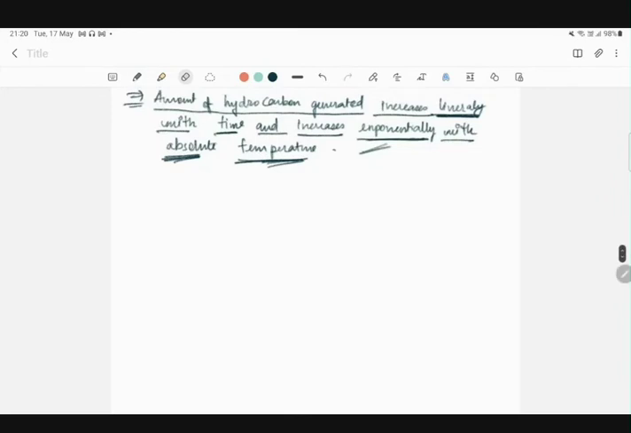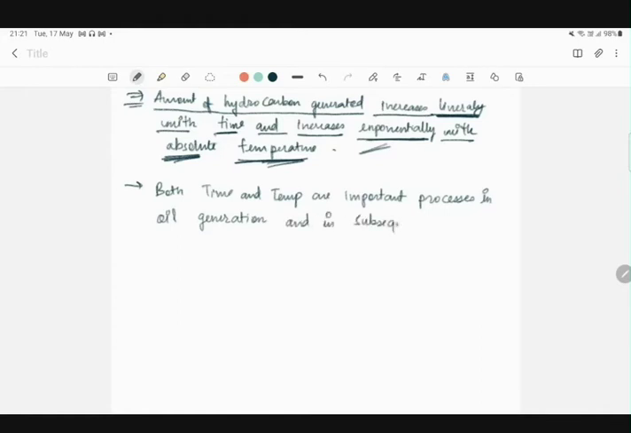So write down the next point: time temperature index. As we already know, both time and temperature are important processes in oil generation and in subsequent cracking of oil to gas.